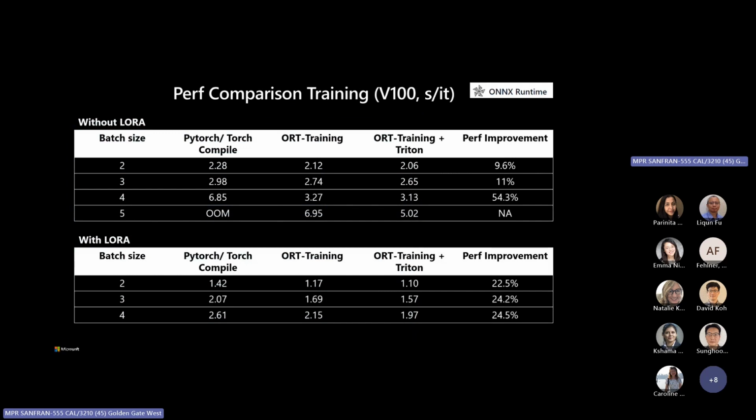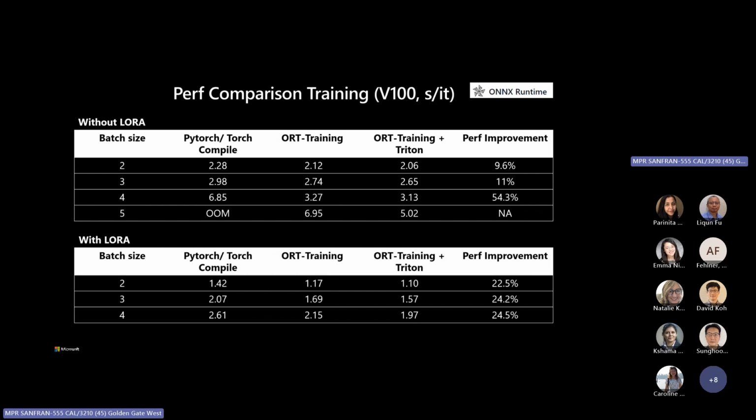So next, I'm going to talk about the performance comparison for the Phi-2 model. This is for the V100. We ran the Phi-2 model on 8 GPUs. There are two ways we did the training here. The top table contains the results without LoRA, and the bottom table contains the results with LoRA. Without LoRA, with different batch sizes, I have put the seconds per iteration numbers. For PyTorch and Torch compile on V100, we got very similar results.